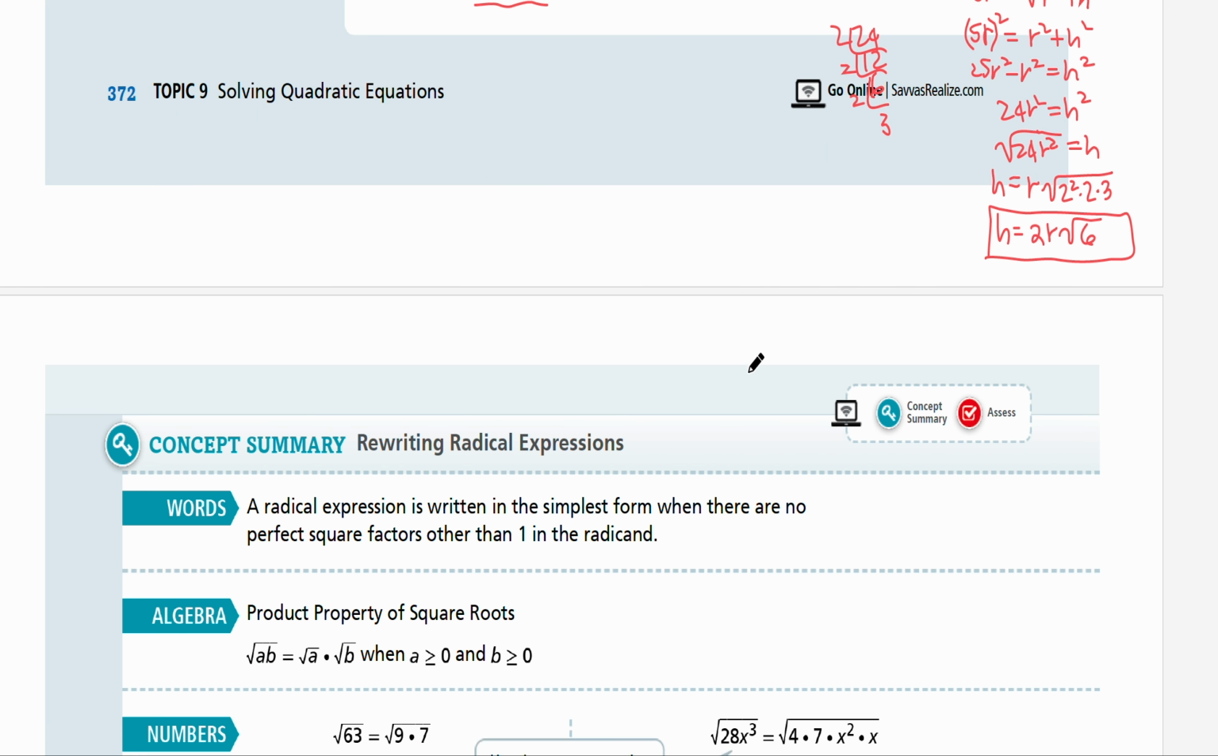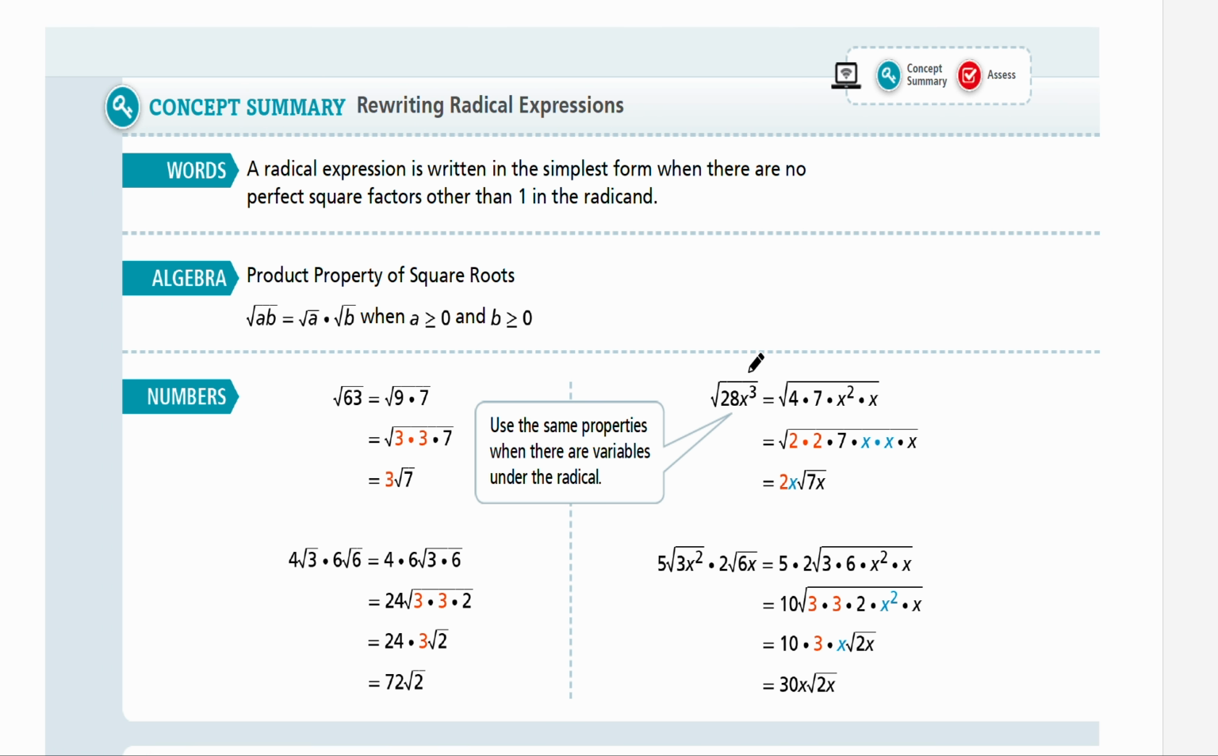Okay, let's summarize our lesson. Rewriting radical expressions. A radical expression is written in simplest form when there are no perfect square factors other than 1 in the radicand. So we have a product property of square roots that says we can separate the factors, but keep the radicands inside as long as they're positive. And so these are the numerical examples for different ways to rewrite the radical expressions.